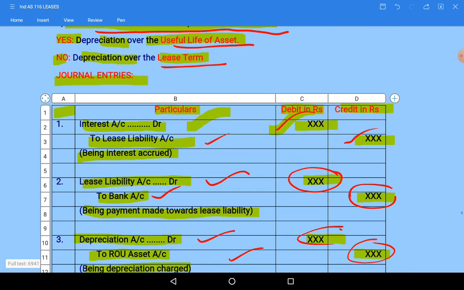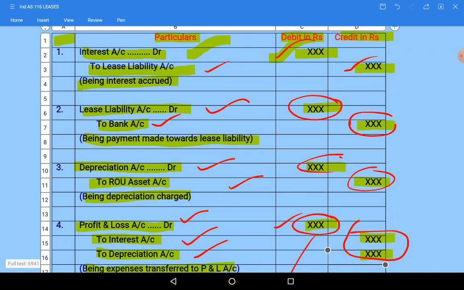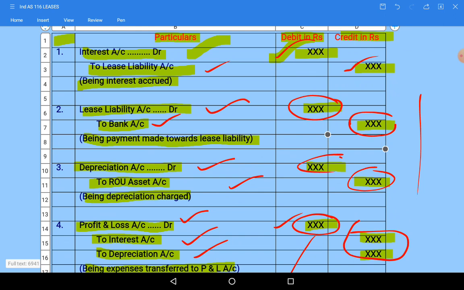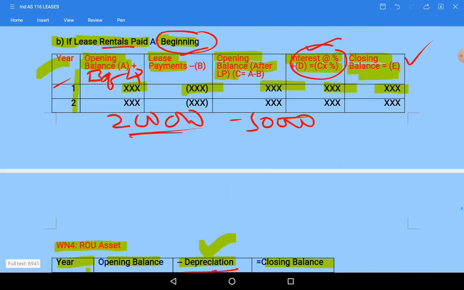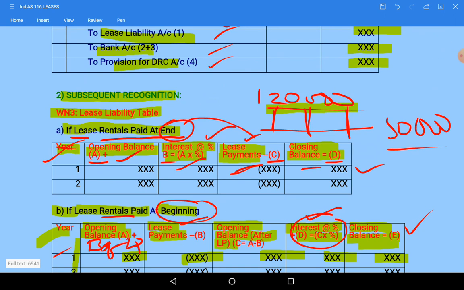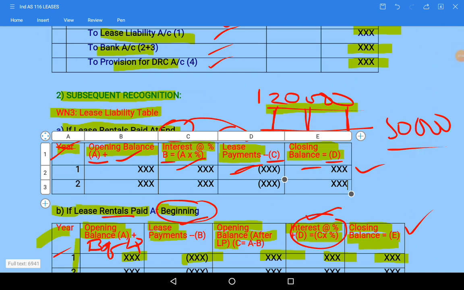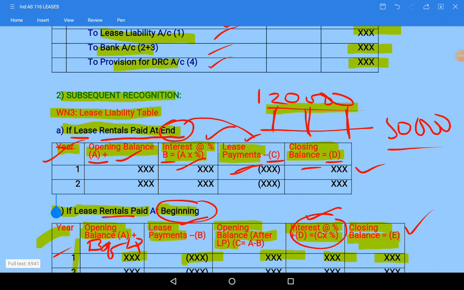Okay. So hope you have understood. At the beginning or at the end, based on that, lease liability table will change. Okay, remaining things will be same itself. So I don't want to waste further more time. Let us go with a question.